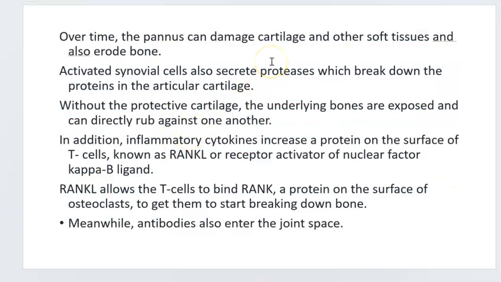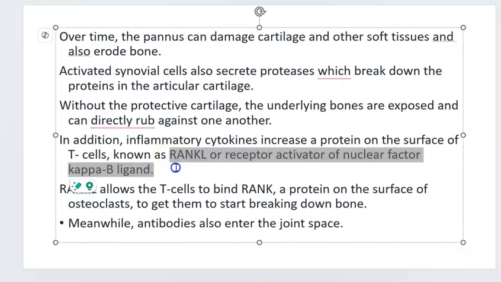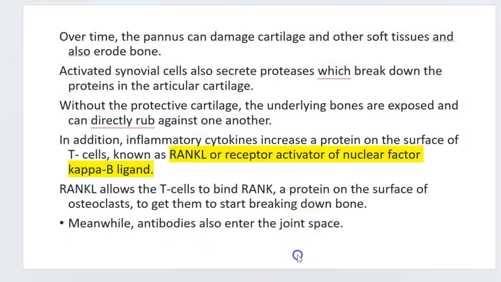But over time, the damage of the cartilage and other soft tissues will begin to erode the bone. The synovial cells will secrete proteases, which break down the proteins in the articular cartilage. Without the protective cartilage, we get bone on bone and they start rubbing together. The inflammatory cytokines increase a protein on the surface of the T cells known as RANKL, or receptor activator of nuclear factor kappa B ligand. I'm highlighting that because down the road in pharm and things like that, you may hear these terms popping up again. So if you hear RANKL, that's something that you may associate with rheumatoid arthritis.